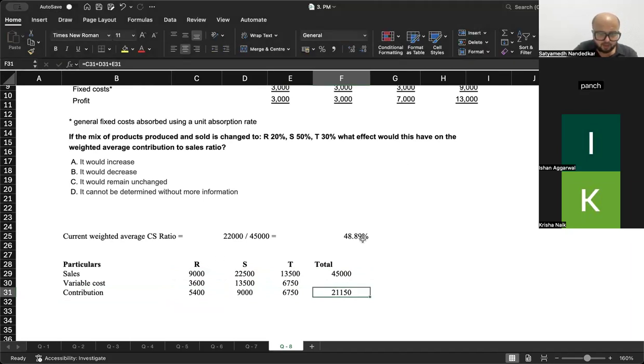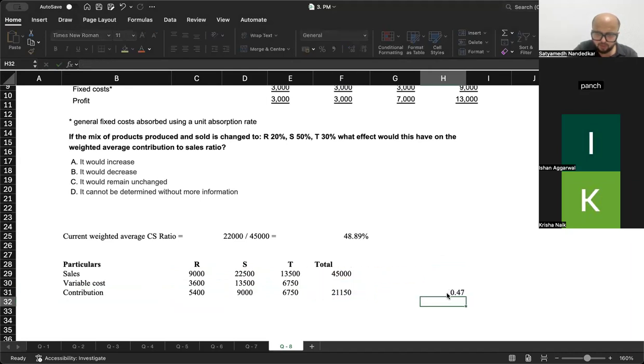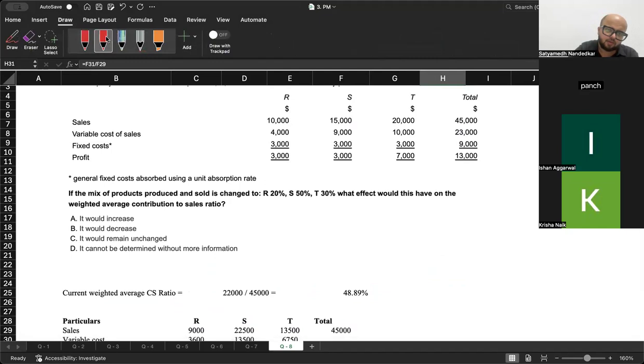$21,150. Okay. So what is the new CS ratio weighted average? 21,150 upon 45,000. It is 47%. So what has happened to this? Decrease. It would decrease. So a question that has to be done very thoughtfully, use your mind, one step at a time. Okay?